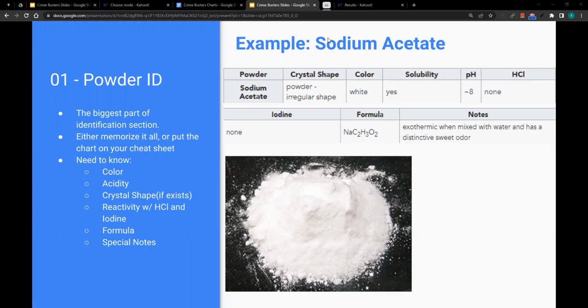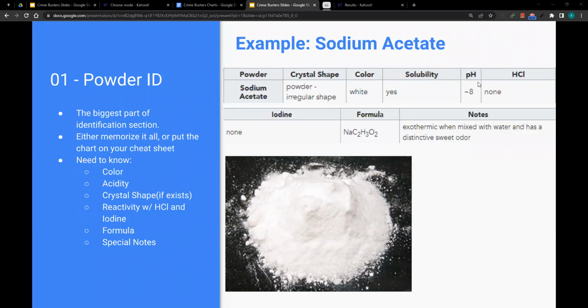So here I have sodium acetate, which is used to make hand warmers. And its crystal shape is irregular, it's white, it is soluble, it has a pH of A, it does not react with HCl or iodine. It has this really complex formula, and it is exothermic, or it releases heat when you mix it with water.